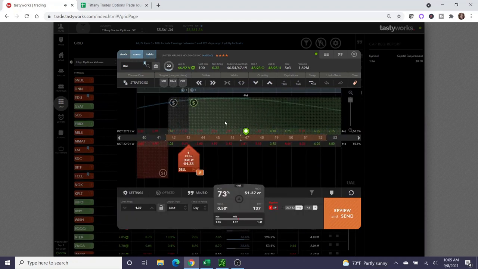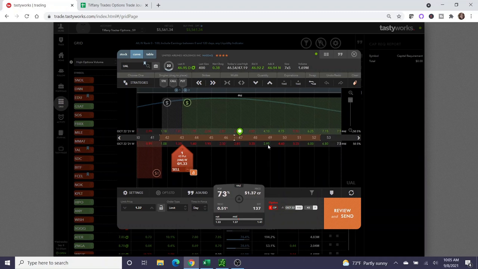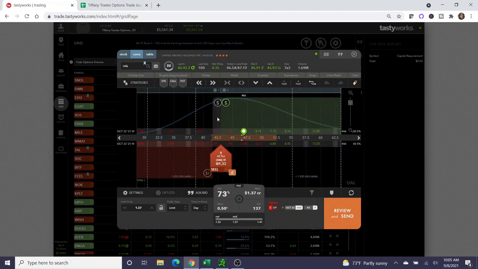So this is the view on Tastyworks that gives you an idea of the chances of being in the money, out of the money. The number that I really like to look for on this page is specifically probability of profit. I get to see right here what is the likelihood that my option is going to end up out of the money by expiration, and right now it's telling me that's 73%.